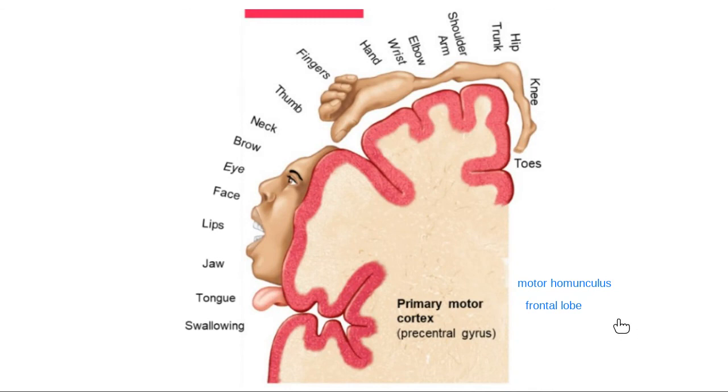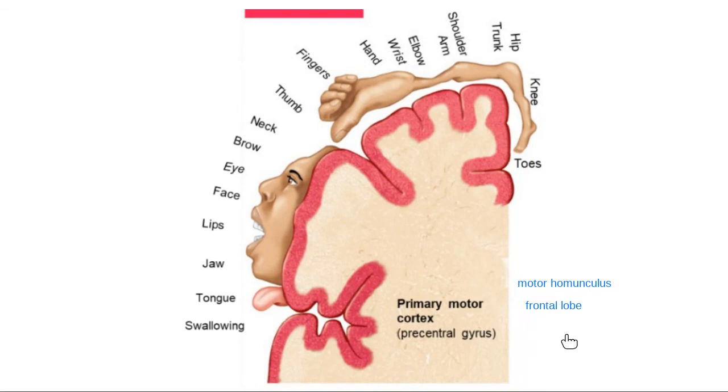When you're doing the homework assignment or taking the exam, if you see either of these terms, precentral gyrus, or if I tell you you're in the frontal lobe, or if I tell you it's the motor homunculus, all of that's a tip-off that we're talking about movement. If I mention the postcentral gyrus or the parietal lobe, all of those are tip-offs for the sensory homunculus. So make sure we remember where these maps are found.